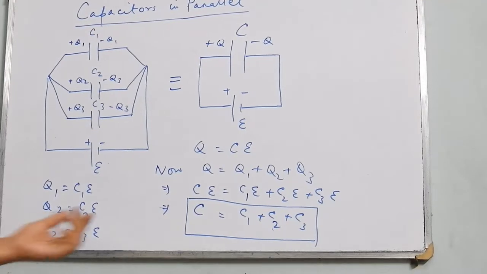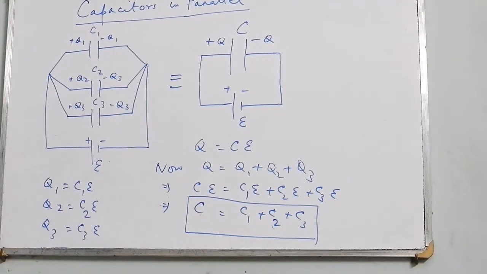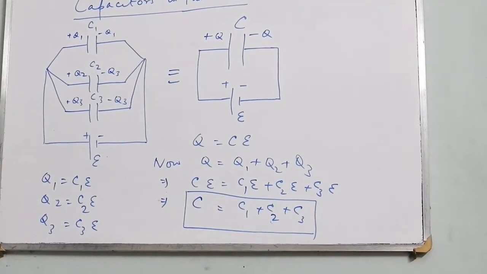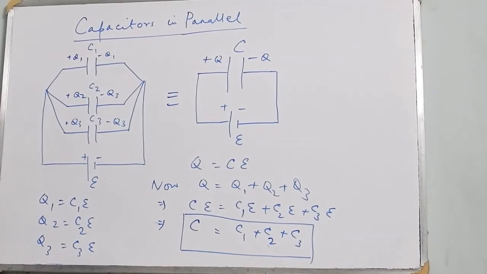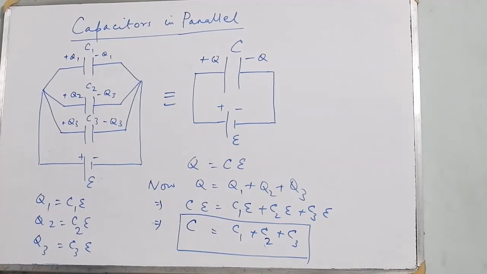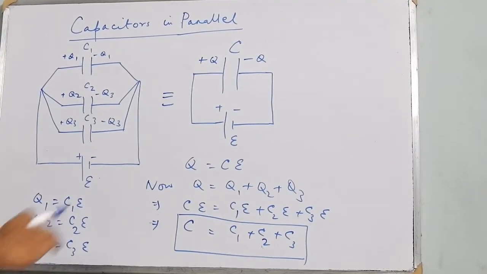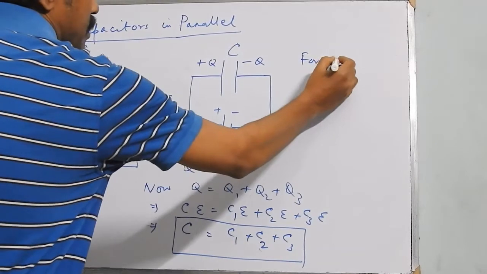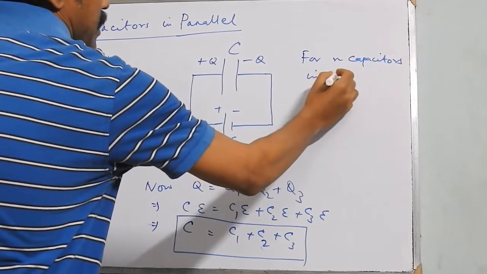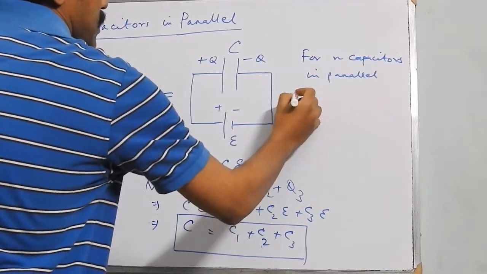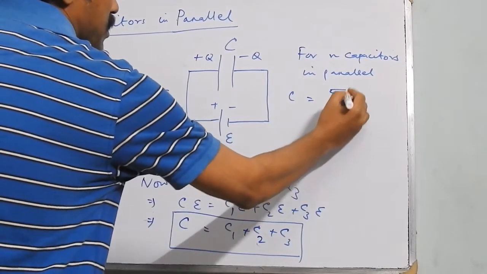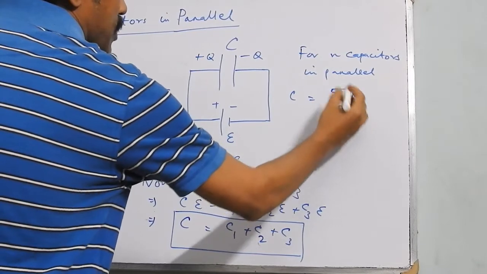This is a similar expression to what we obtained in the case of resistances in series. For resistance in series, the resistance values are added up to provide the equivalent resistance, and for capacitors in parallel, the capacitances add up to produce the equivalent capacitance. So if there are n capacitors in parallel, the equivalent capacitance will be C1 plus C2 plus C3 and so on up to Cn. So this can be written as summation of Ci, where i starts from 1 to n.